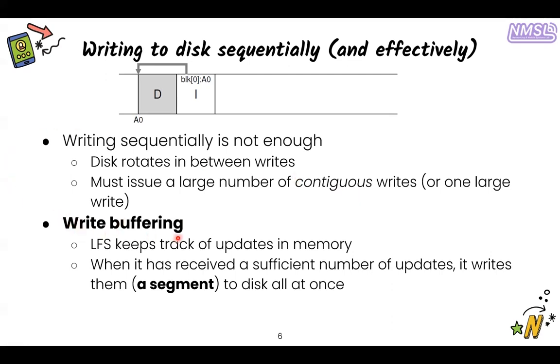So that's why, as mentioned, we're going to use something called write buffering. So LFS will keep track of updates in memory. And when it has received a sufficient number of updates, it writes them, which is a segment, to the disk all at once.